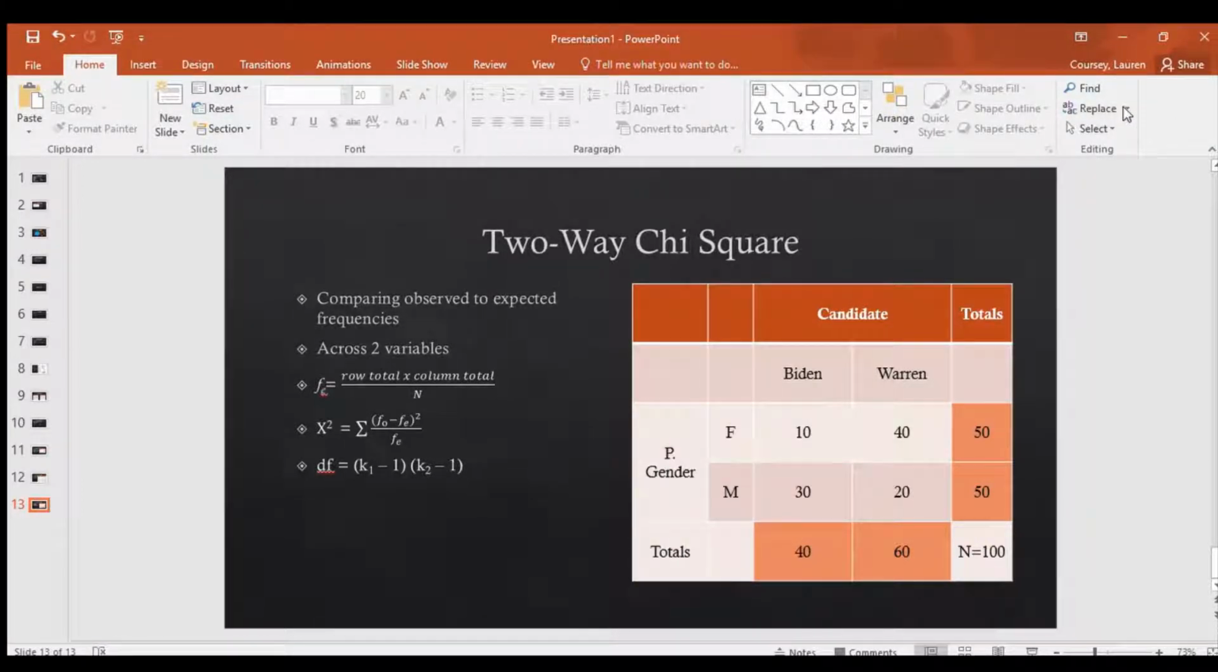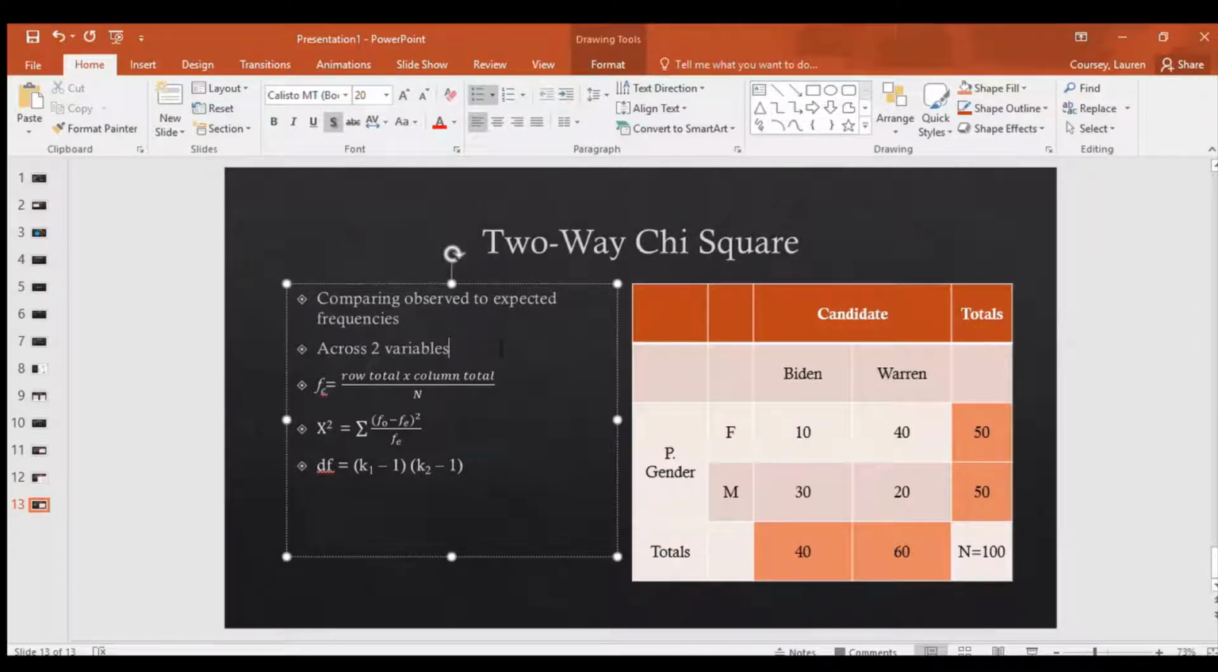So for the two-way chi-square analysis, again, we are comparing observed frequencies to expected frequencies. The difference where this two-way kind of comes in is that we are doing this across two separate variables. So this may look slightly familiar to some things that we did in Chapter 2. In Chapter 2, we looked at frequency tables split across two dimensions or two variables.